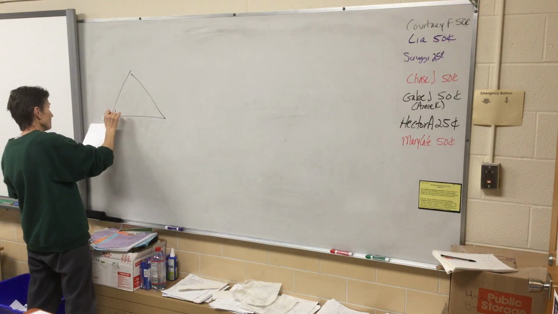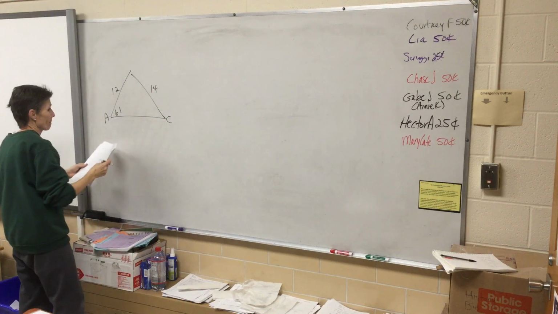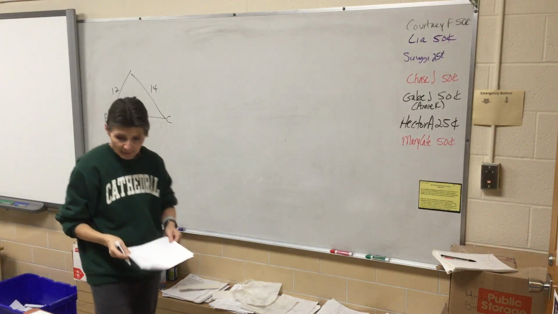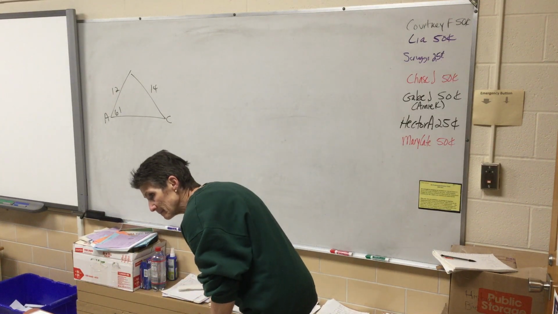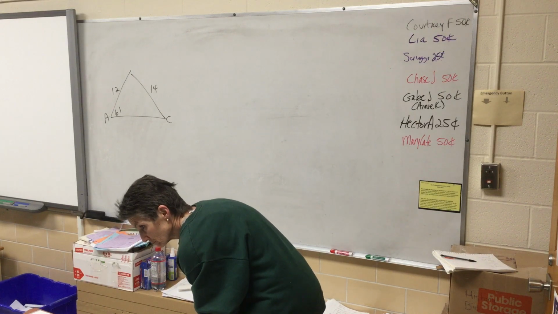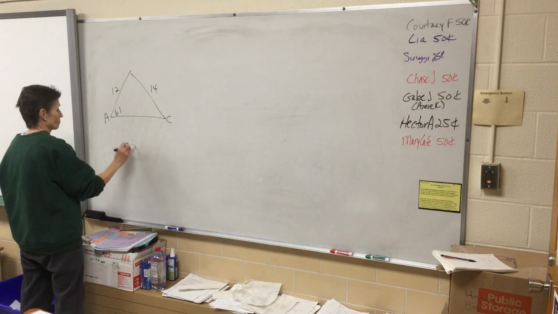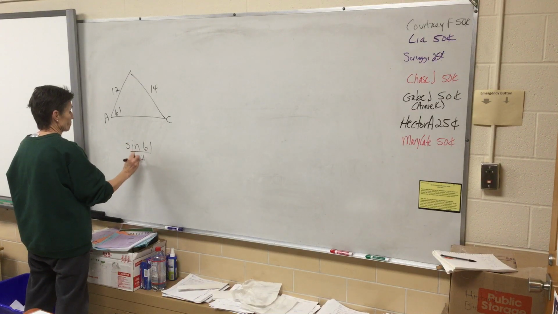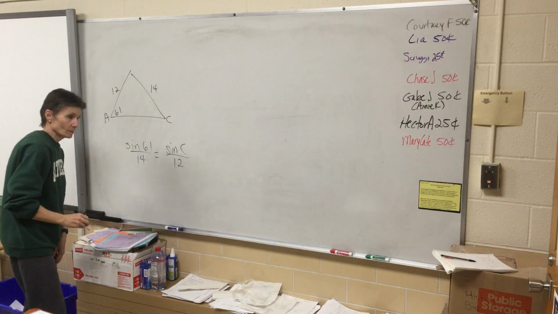So when we've got to figure out how many triangles are possible, does anybody remember how we do this? This was on your last quiz. You have to do sine 61 over 14 equals sine C over 12.